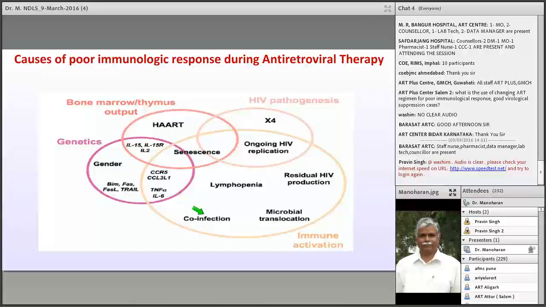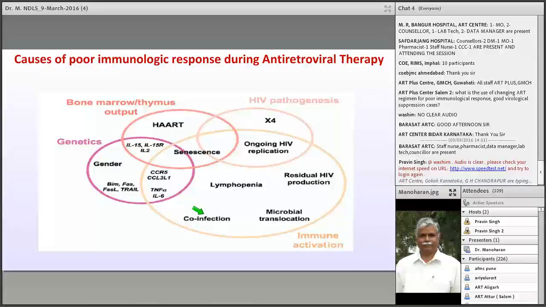There is a question: what is the use of changing the ART regimen for poor immunological response? I told you there is no need to change antiretroviral therapy at all. In the national program, if the patients show good virological response, we need to continue the same antiretroviral therapy. I am repeatedly telling in this session, the only option is treatment intensification, especially when the reason is immune activation by CCR5 HIV viruses. In those cases, maraviroc can be used, but we do not have that particular drug in our national program. This is in response to the question from Salem.